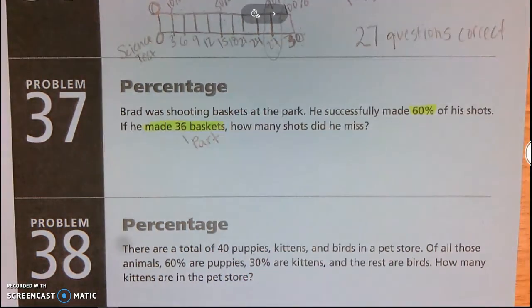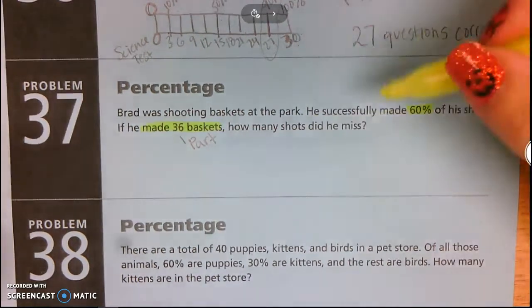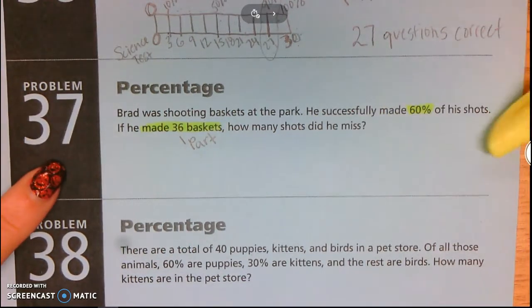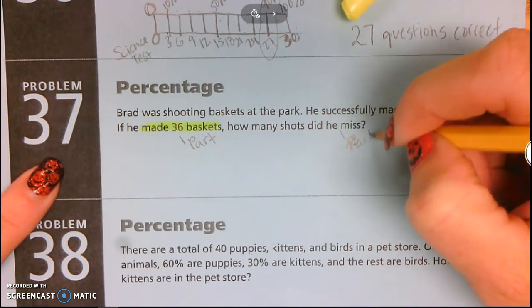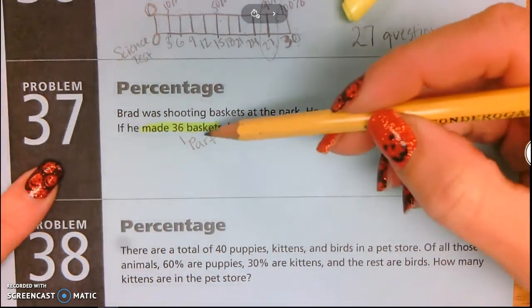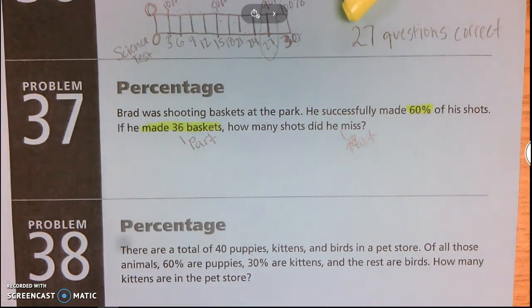I don't know how many shots he missed. That would be another part. That's what I'm looking for, how many did he miss? Oh, sorry, part. But I know if I find the whole, then I could also find that part. So how could I set that up?